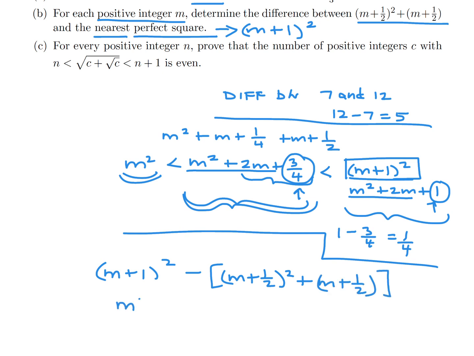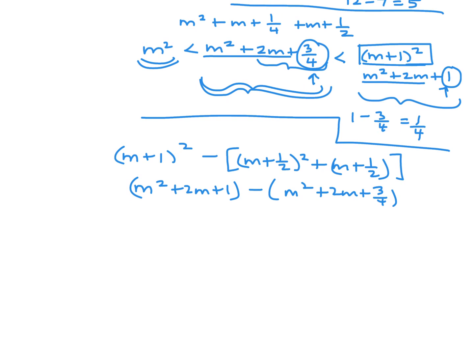So this is m squared plus 2m plus 1, and then this guy, we already expanded that upstairs, so 2m plus 3/4. And when you do that math, everything cancels and you just get 1/4. Yeah, that's it. So that's the answer.